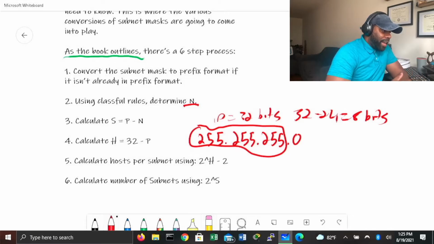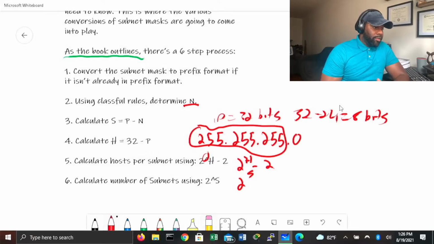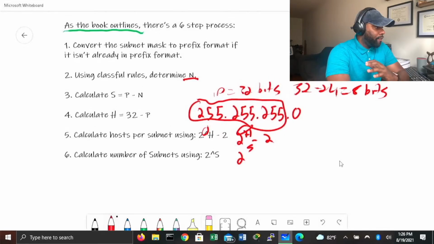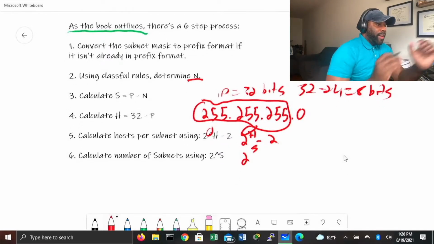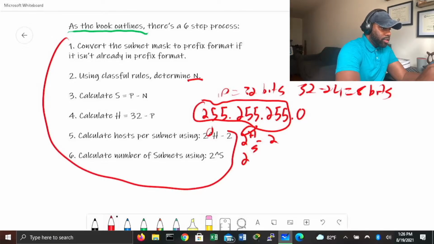After that, we have a lot of the information that we need. We're going to calculate hosts per subnet using 2 to the h minus 2. I should have written it out as 2 to the h so it doesn't cause any confusion. This caret symbol simply means to the whatever power. So 2 to the s, and boom, that's step 6: calculate the number of subnets using 2 to the s. S is subnet bits, and h is host bits. That is all we need to know. Everything we've been studying for the past 2 to 3 videos all boils down to this so far.